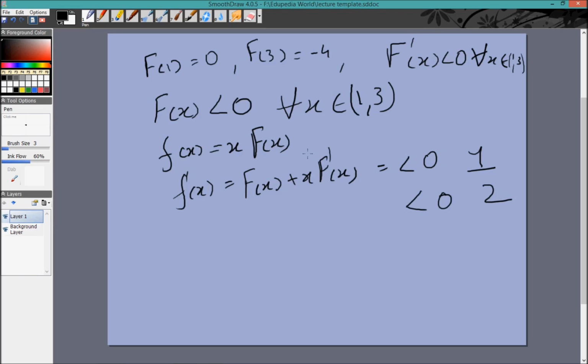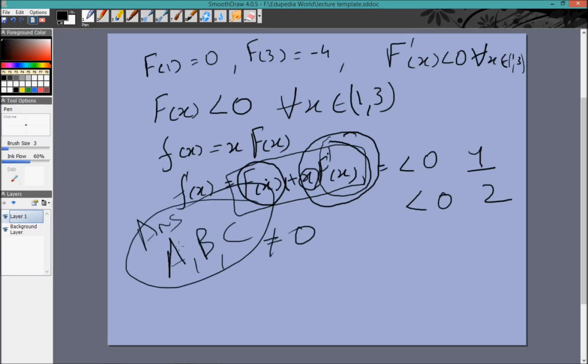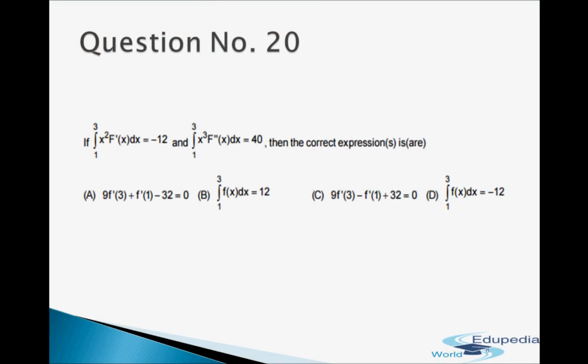In the third and fourth option, we want to find out whether this can possibly be 0 for x between 1 and 3. So f of x is always negative between 1 and 3. f dash x is always negative between 1 and 3. And x is always positive between 1 and 3. That means the product of these two is negative between 1 and 3. And the sum of two negative numbers can never be equal to 0. So F dash x is not equal to 0 for x between 1 and 3. That means the answer to this question will be options A, B and C. Now let's look at the next part of this question.